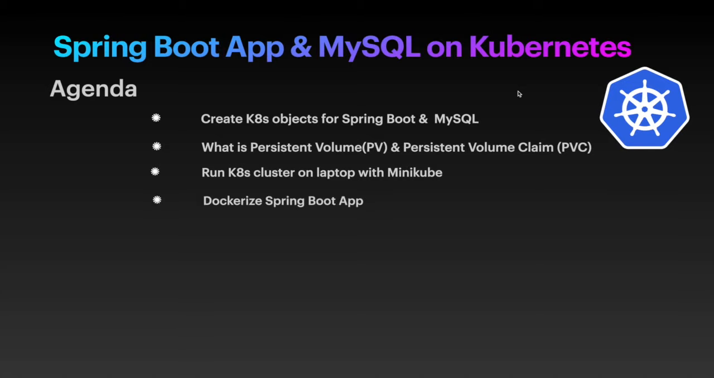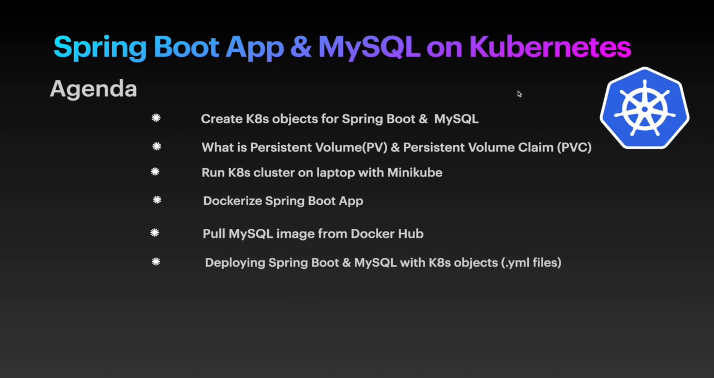Later we dockerize the Spring Boot application, and later we pull the MySQL image from Docker Hub, and make it available in our Docker registry inside the Kubernetes cluster. And finally, we look at how to deploy Spring Boot and MySQL with the Kubernetes objects.